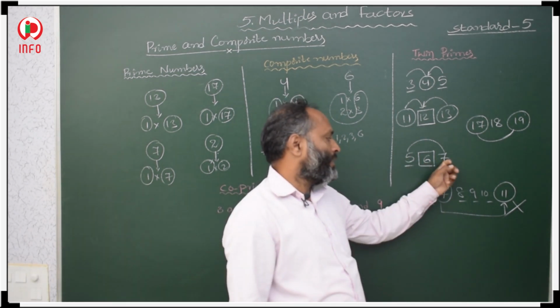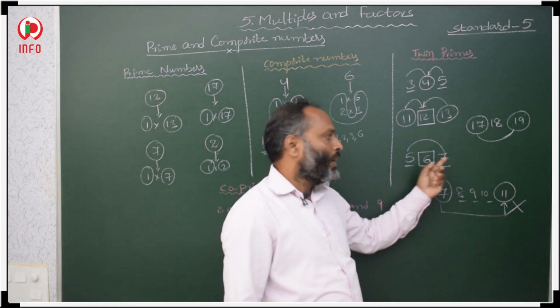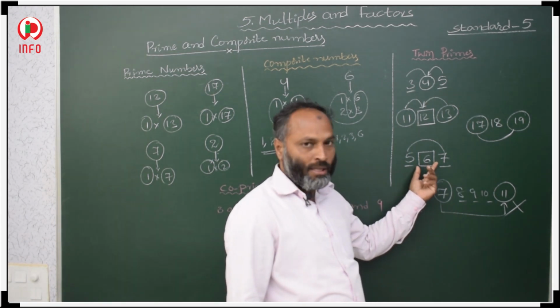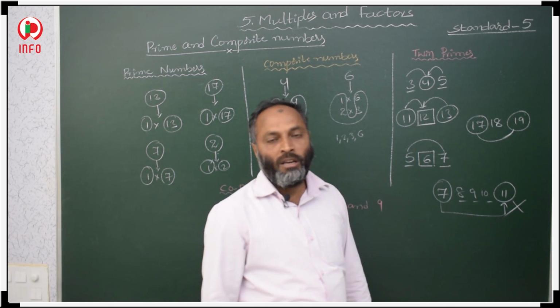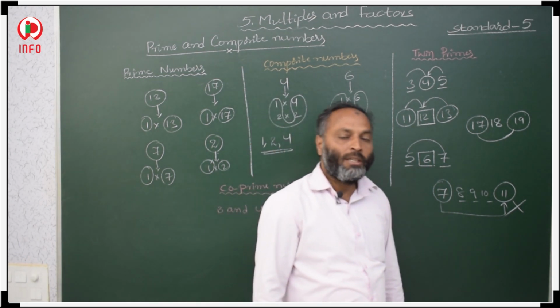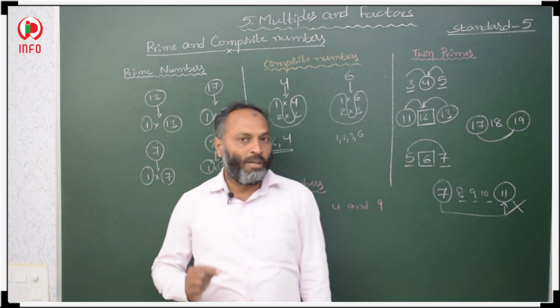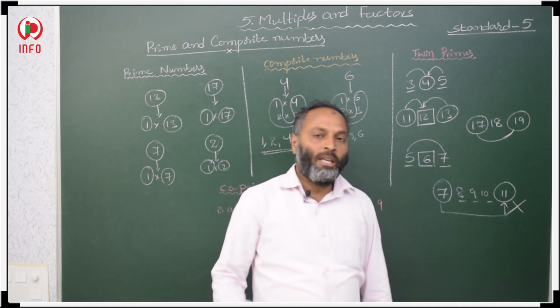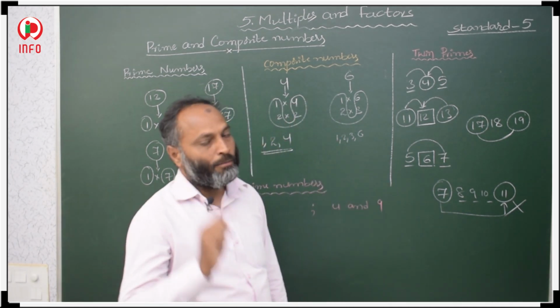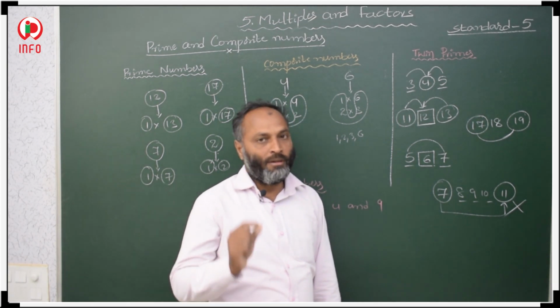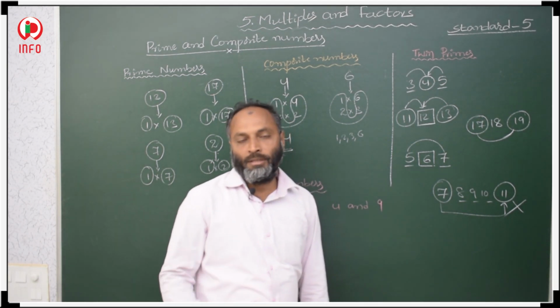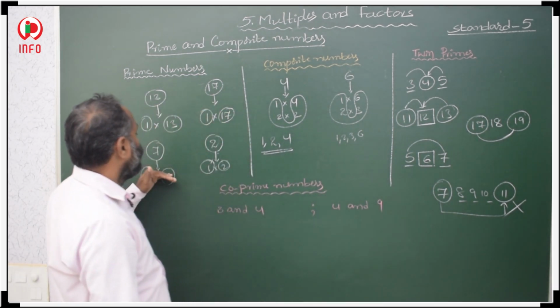Here 5 and 7, in between these 2 prime numbers, only one composite number is there. So, that is why these 2 numbers are called twin prime numbers. This is the condition for twin prime numbers. There should be one composite number between the 2 prime numbers. Then that type of prime numbers are called twin prime numbers.